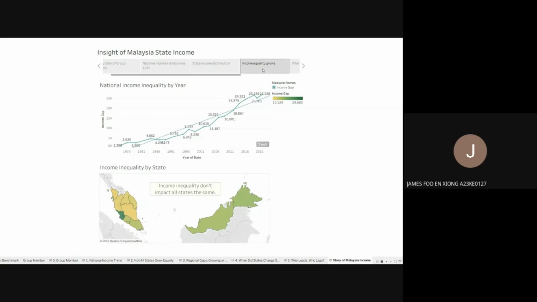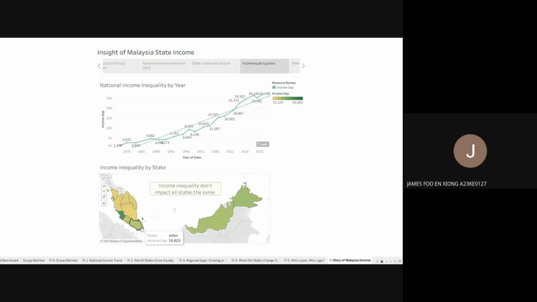My name is James. Today I want to present about income inequality growth. This is the national income inequality by year, which shows an increasing trend. About the income inequality by state, it does not impact all the states the same. In Selangor, the income gap is 25,000, Johor is lower, and Sarawak is also lower.